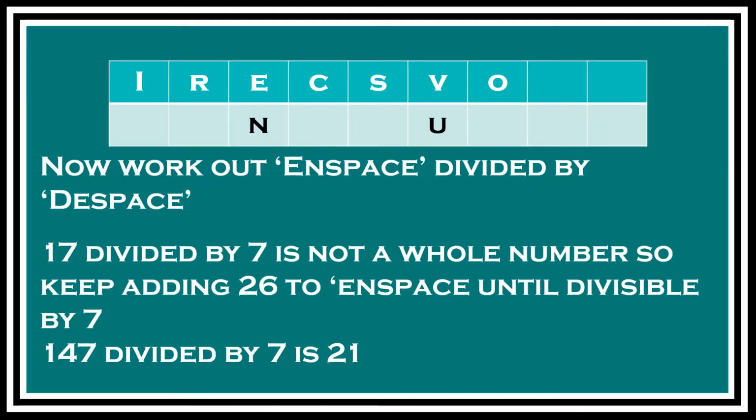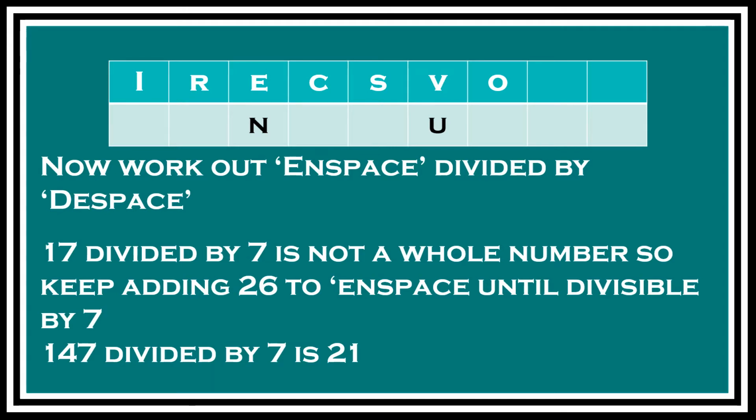To get the multiplier, we work out N space divided by D space. 17 divided by 7 is not a whole number, and we need to keep adding 26 until N space is divisible by 7. So in this case, we need to add 26 a few times. 17 plus 26 is 43, which is not divisible by 7. So dividing by 7 does not give us a whole number. So we need to add 26 again.